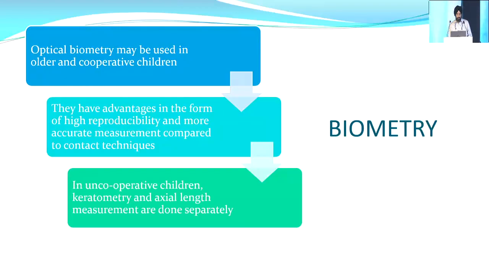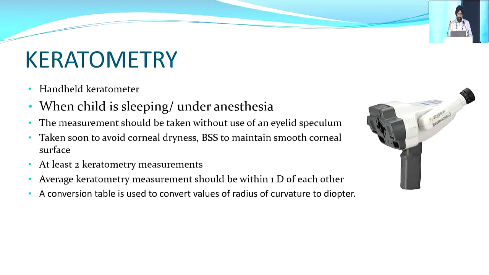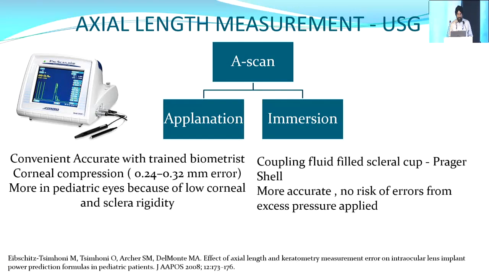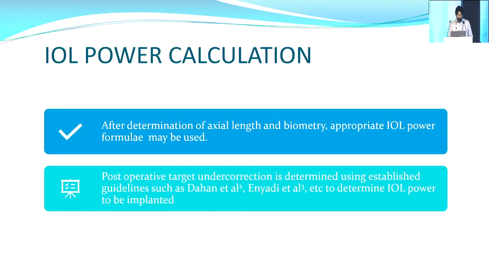Optical biometry is the best in older children, but in younger children, probably you would do an A scan and a manual keratometry to get the desired IOL power and accordingly have your target refraction. So this is just a handheld keratometer where when the child is sleeping, we could do the keratometry readings. And the axial length measurement, again, with the A scan, not very accurate as the IOL master, but yes, will give you a fairly good idea.